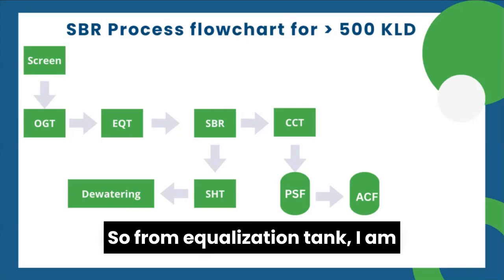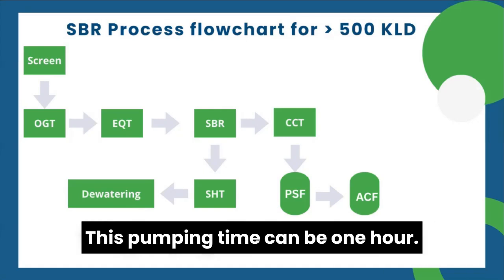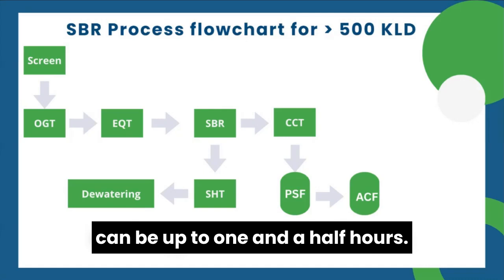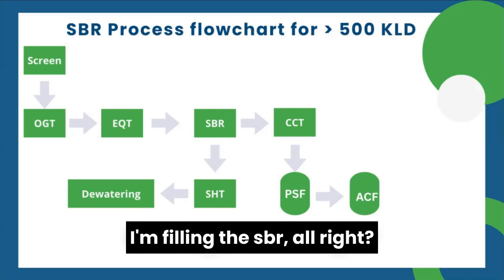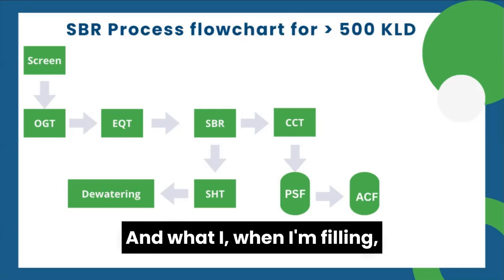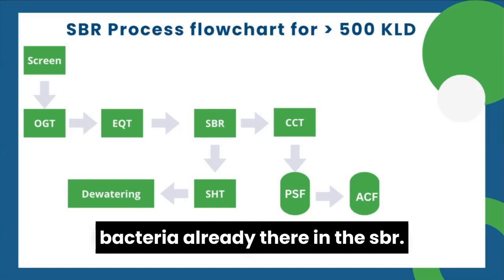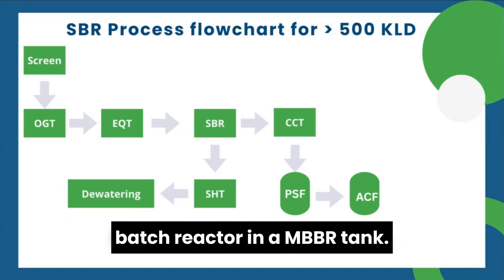So from the equalization tank, I am pumping water into the batch reactor. This pumping time can be 1 hour. In slightly larger capacities, it can be up to 1.5 hours. So in 1 to 1.5 hours, I am filling the SBR. All right. And when I'm filling, where is the bacteria? That means I need to have sufficient bacteria already there in the SBR. This is achieved by having an oversized batch reactor.